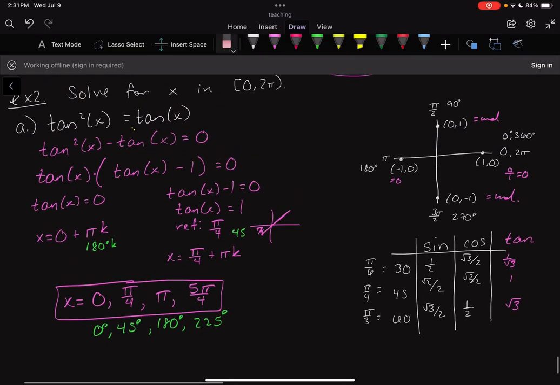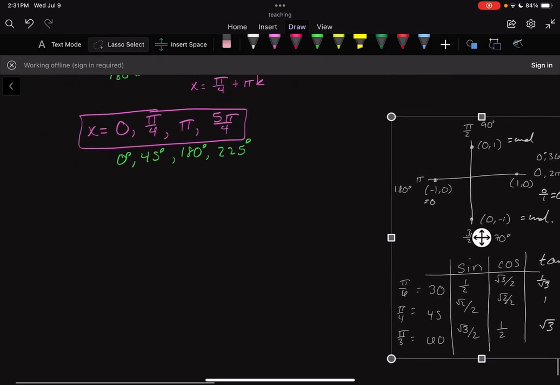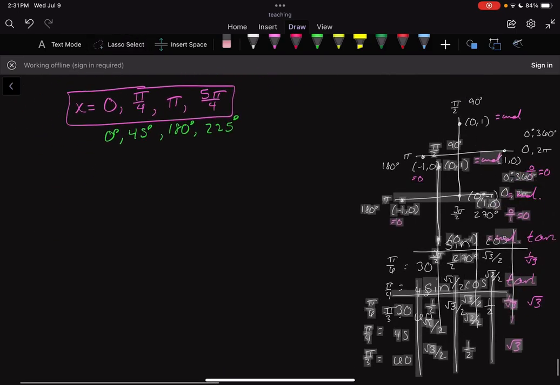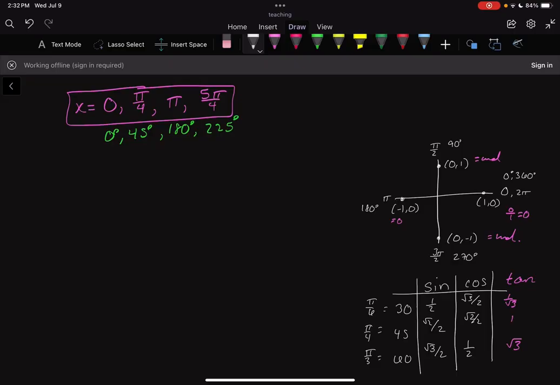Alrighty, I'm going to do another one. Let me go ahead and bring my table down with us as we work through these. So let's do part B.